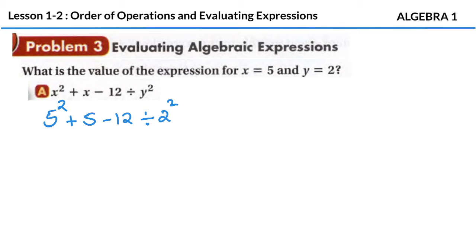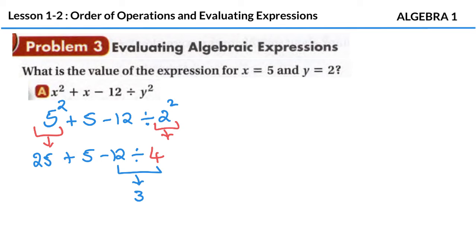So 5 squared is how much? It's 25. The rest of the problem remains the same, plus 5 minus 12 divided by, then we can deal with the power over here. 2 squared is 4. Next, what do we do? We will deal with division. Good. So 12 divided by 4 is 3. The rest of the problem remains the same. It's 25 plus 5 minus 3 now.